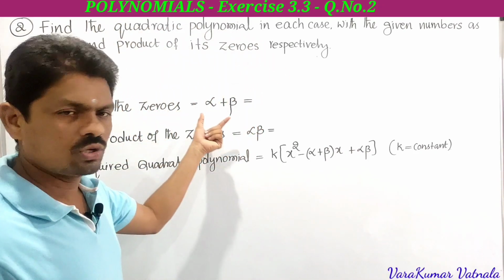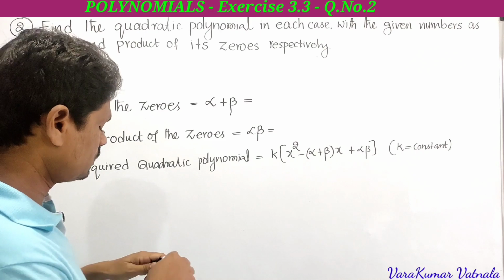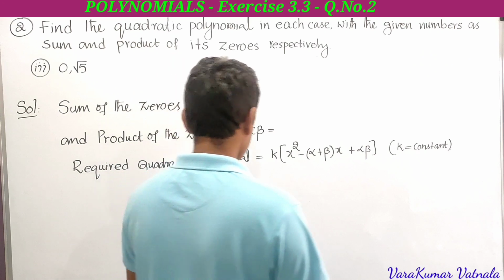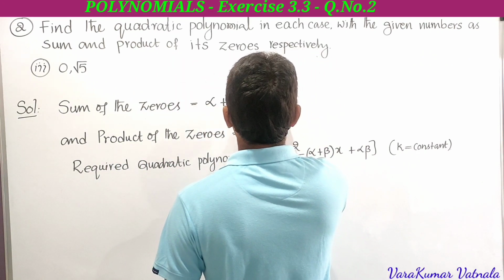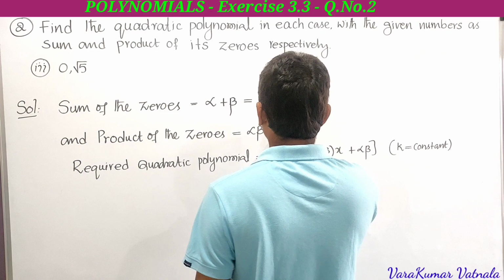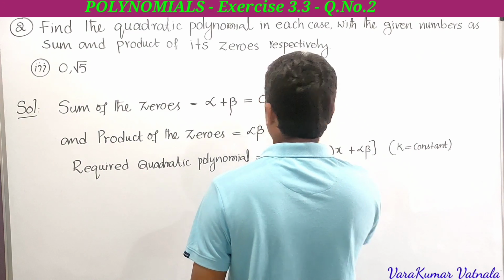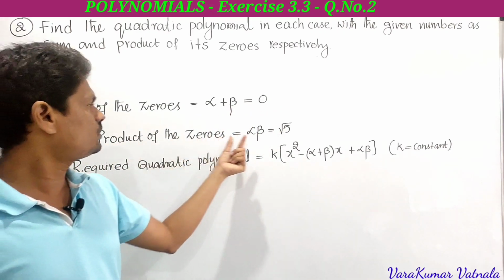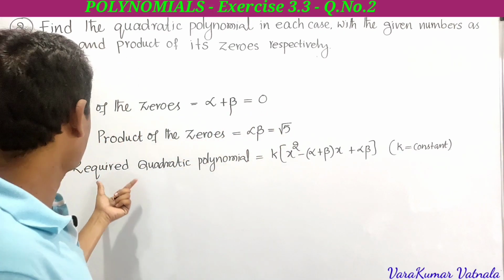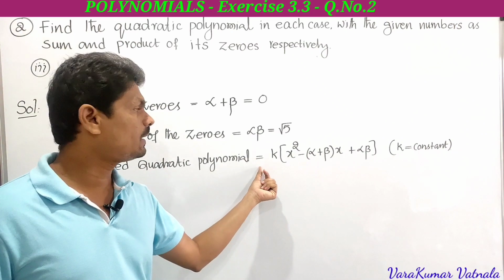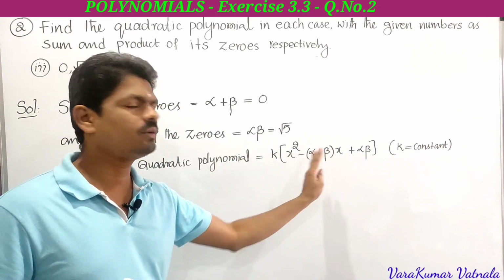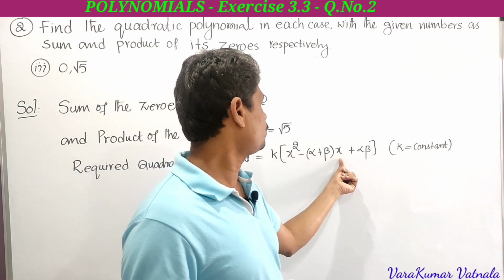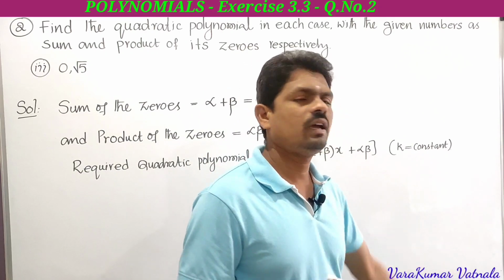So here sum of the zeros alpha plus beta is equal to 0 he has given. Product of the zeros alpha into beta equal to root 5. Therefore the required quadratic polynomial is equal to k into, this is the formula you have to remember, k into x square minus alpha plus beta into x plus alpha into beta, where k is constant.